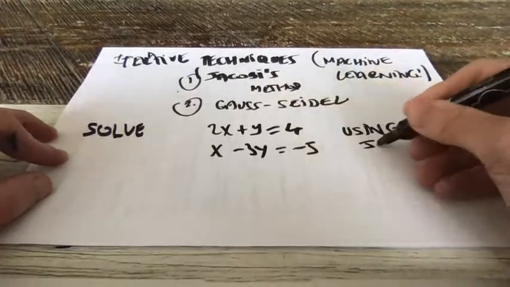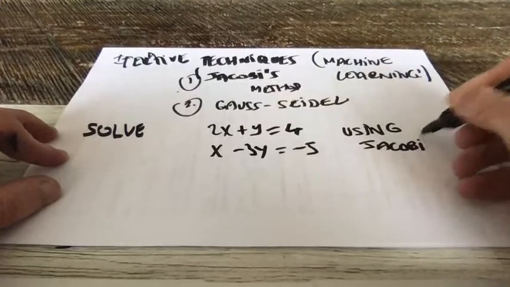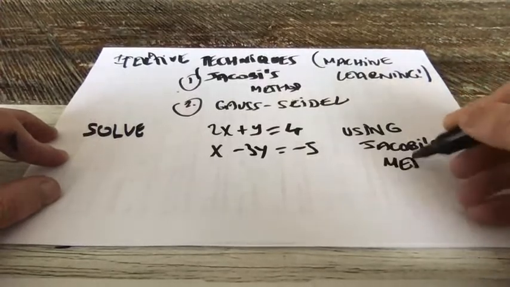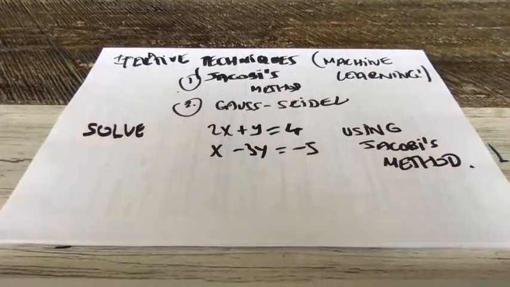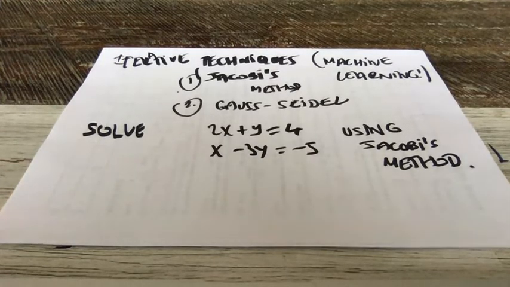Let's do Jacobi's method first. Now, we need to tell the machine or the computer how to improve its answer. So really, the machine learning is not machine learning at all. It's just the machine is doing what we're telling it to do. So you need to tell the machine how to improve its answer.